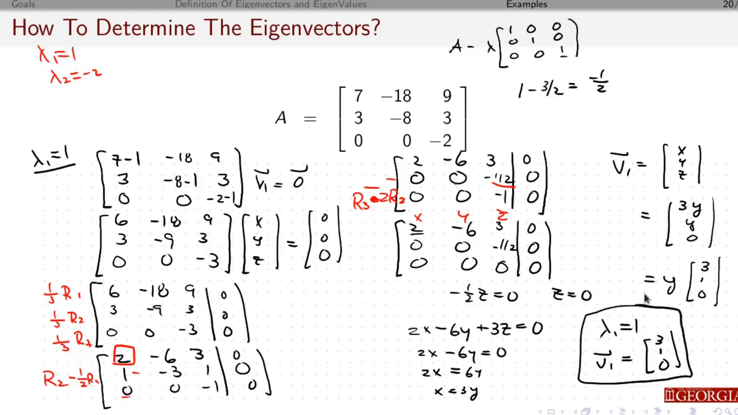Okay, so I would have that for my eigenvector and eigenvalue, and the eigenspace is the span of 3, 1, 0. So basically anything that looks like y times 3, 1, 0, where y is any number.